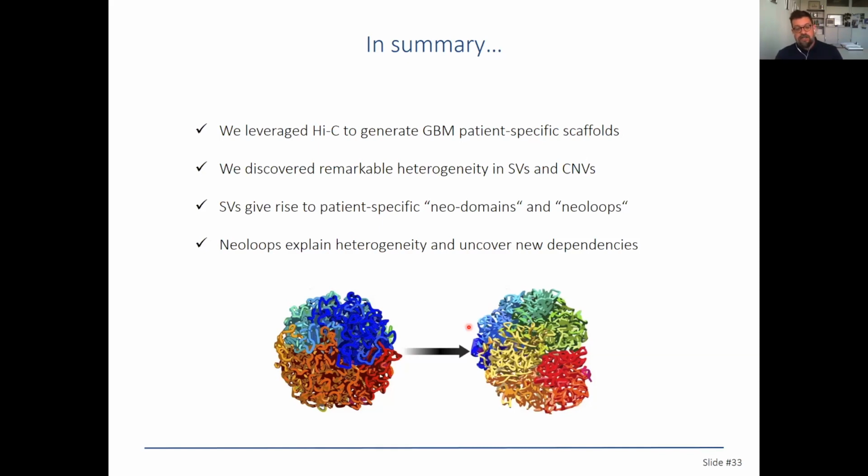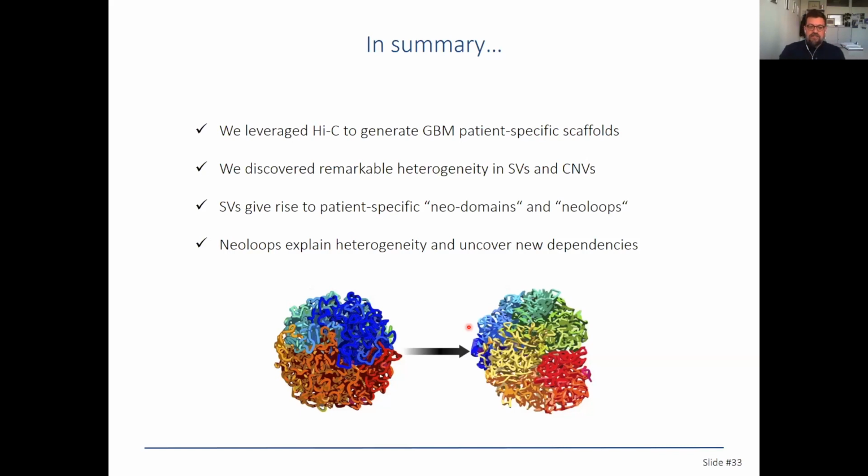So we can leverage Hi-C to generate patient-specific scaffolds of chromosomes and interactions. And when we do this in glioblastoma, we discover remarkable heterogeneity, both as regards structural and copy number variants. And what is really astonishing to me is that there's very little recurrence of the vast majority of these.